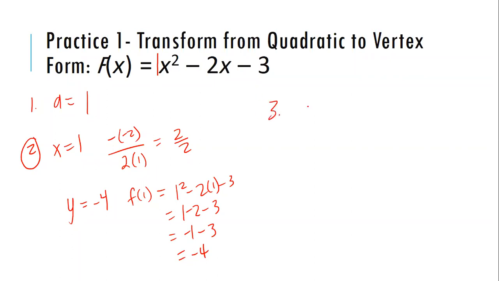So step 3, we have y equals, or f of x equals, (x minus 1) squared minus 4. Uh-oh, that's a bad one.